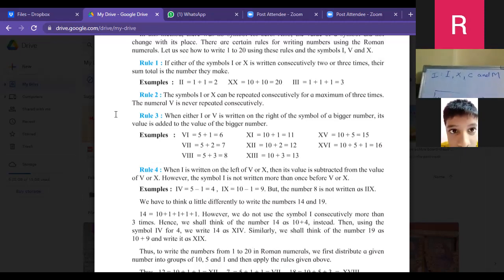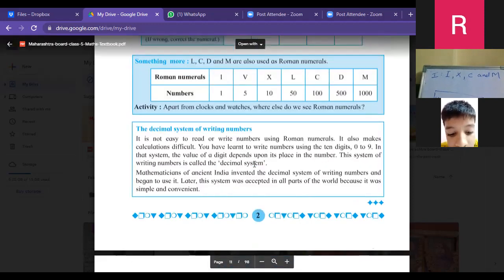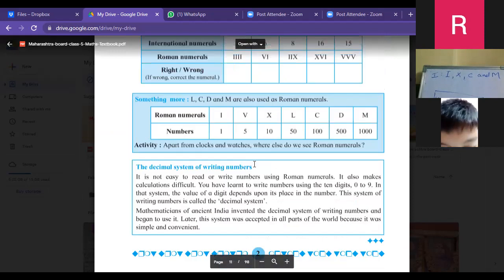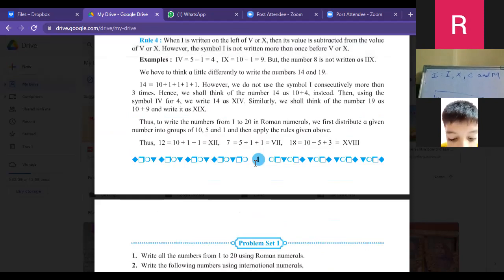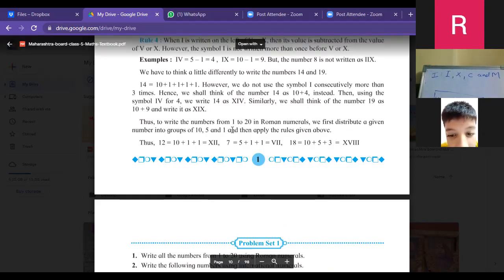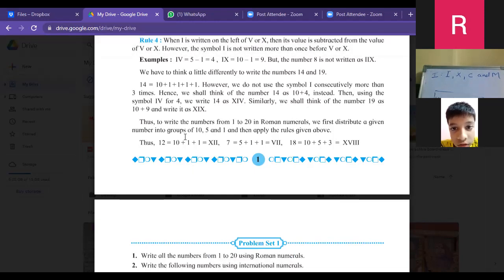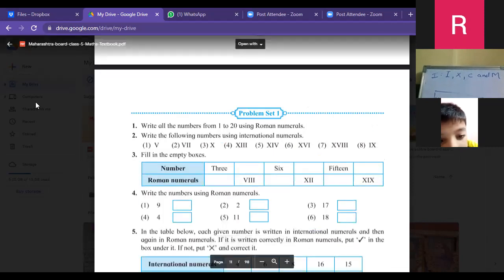Okay, now let's move further. Whatever we have studied until now, have you understood? So this much is there in your textbook. Can you see 12 on the screen? 12 is written as 10 plus 1 plus 1. 7 is written as 5 plus 1 plus 1. And 18 is written as 10 plus 5 plus 3, that is 18. Clear?